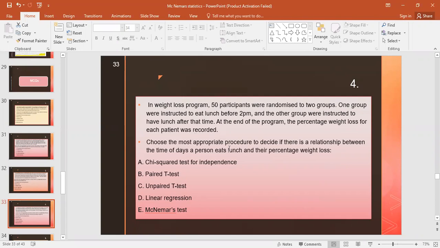Choose the most appropriate procedure to decide if there is a relationship between the time of day a person eats lunch and their percentage weight loss. Chi-square test for independence, paired t-test, unpaired t-test. The right answer is unpaired t-test, C.